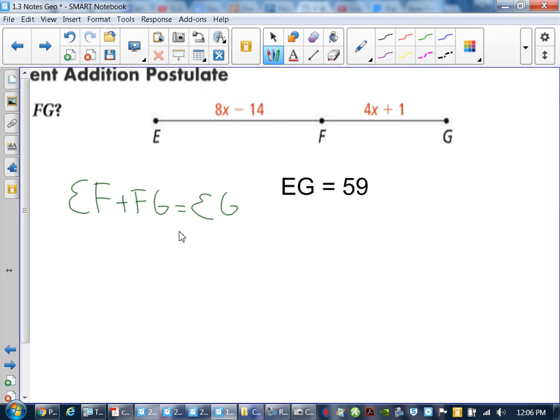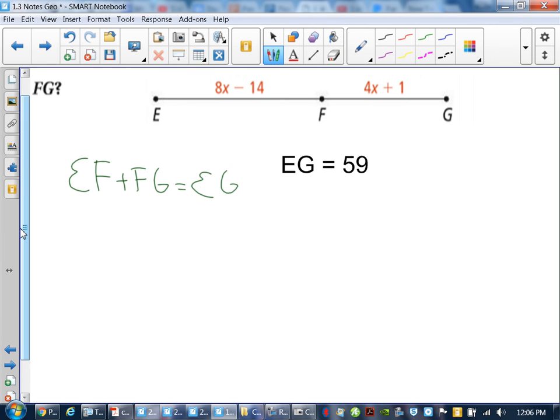It is so much easier to do something like that, especially as things become more complicated. Eventually we'll have formulas with weird stuff thrown into them, and if you can write down what it means in basic terms, it's nothing more than filling in the blanks. Something that looks awful becomes a lot less awful, or awful-less, whatever. So fill in the blanks. EF is 8x minus 14, FG is 4x plus 1, and it has to equal 59.